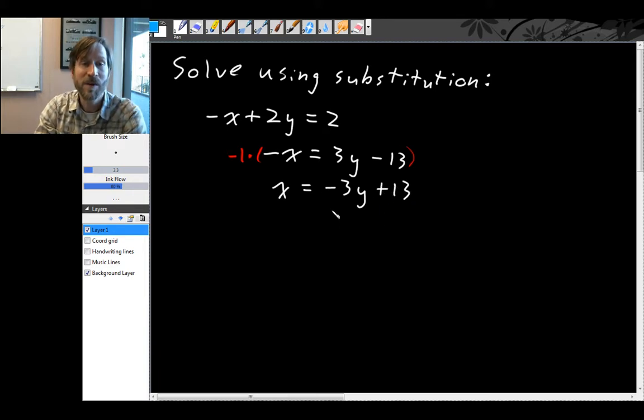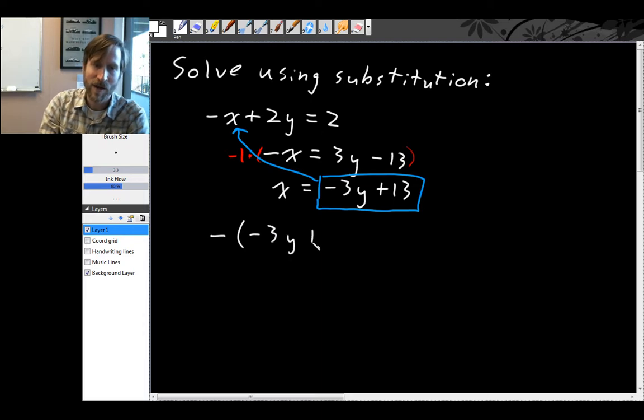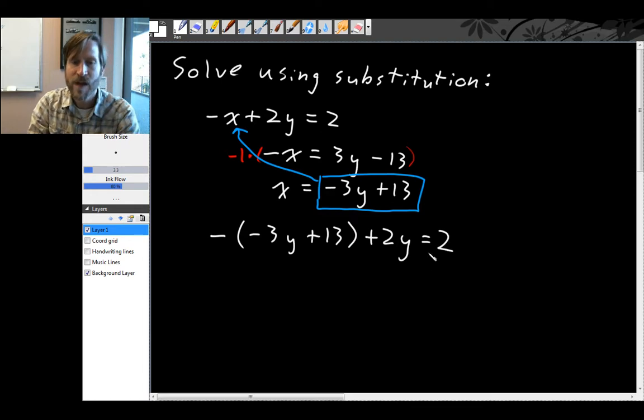Okay. Now the idea behind substitution is this equation is telling us what x is in terms of y. And since we know what x is, we can take this and put it into the other equation. That gives us minus, and then the stuff we got for x, negative 3y plus 13. And then the rest of the first equation, plus 2y equals 2. Now this equation that we've obtained by substituting the second equation into the first, notice there aren't any x's. That means we can solve this equation for y, and then we'll know what y is.